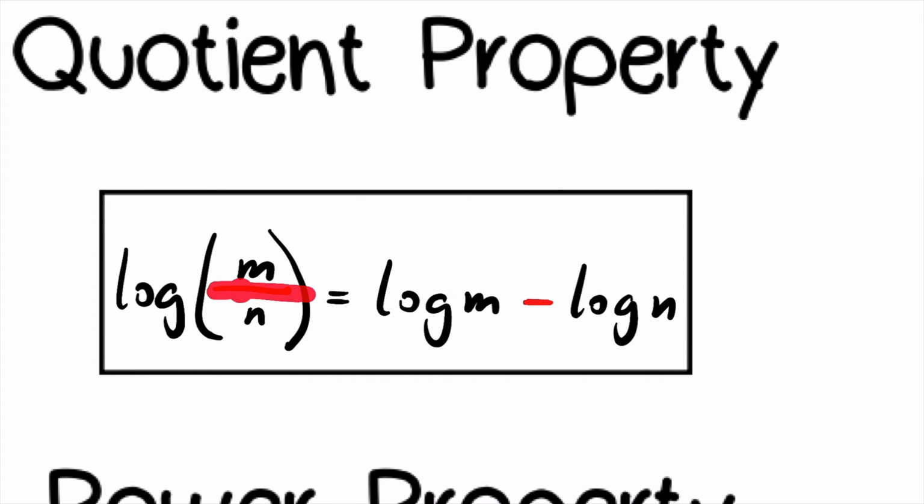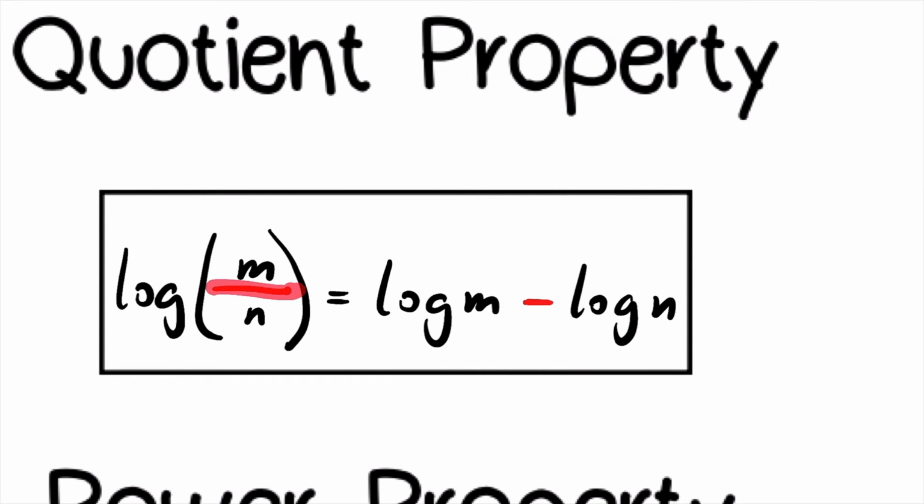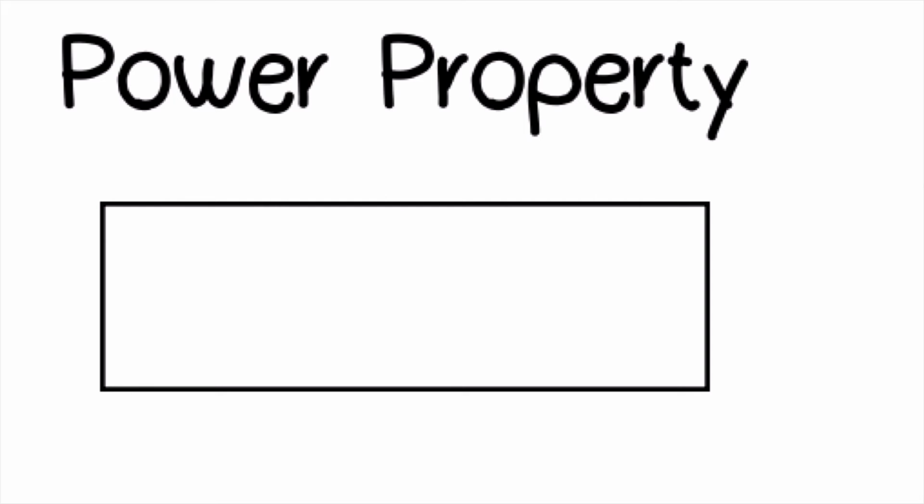So when we have division on the condensed side, that means subtraction on the expanded side, and vice versa. We have subtraction on the expanded side. If we want to condense, we need to divide, because they're going to ask you two things to do today. They're going to say condense it or expand it. Okay, those are the two things they're going to ask you to do. That's it. And the last one is power. Power property.